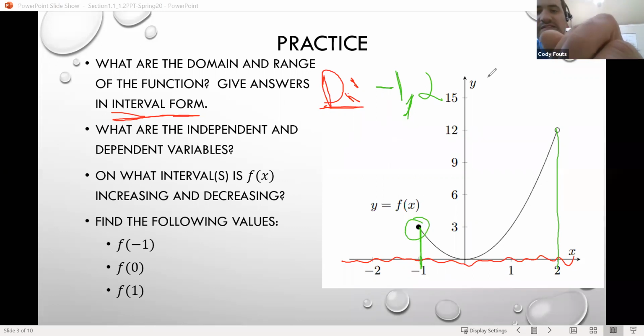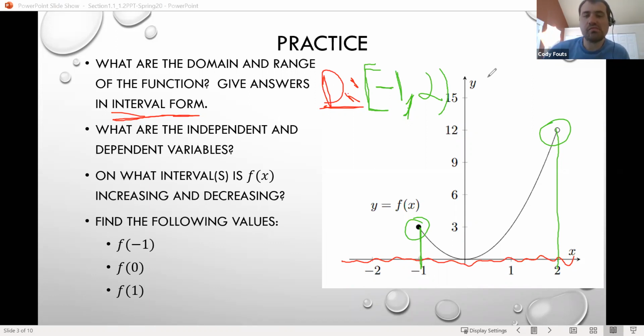So therefore that is included in the domain. So we know the domain here is going to have a bracket on the -1. And then at 2, we notice there's an open dot, which means that the graph gets really, really close to that value, but never crosses through it. So we're going to put a parenthesis on that. So our domain here would be bracket -1, comma 2 parenthesis.